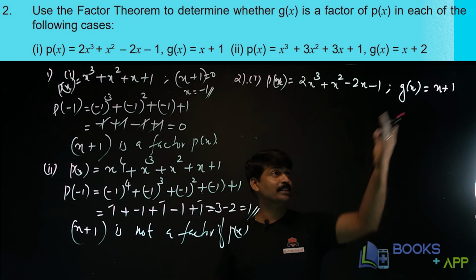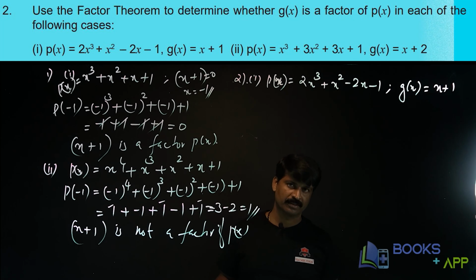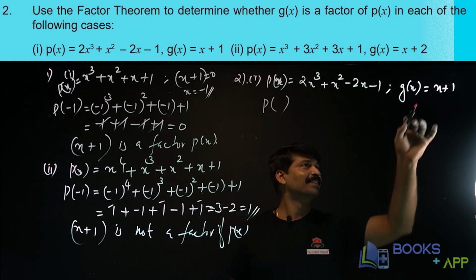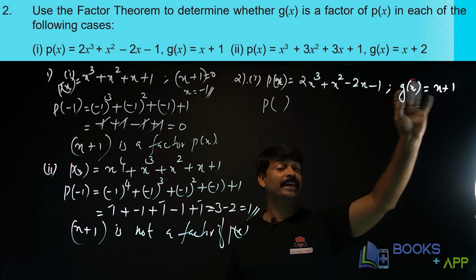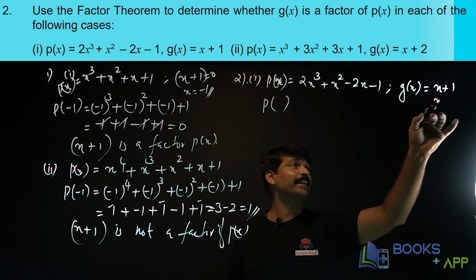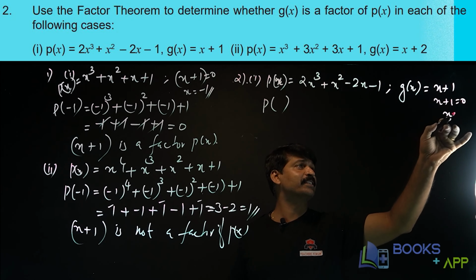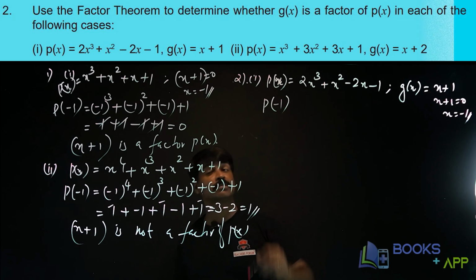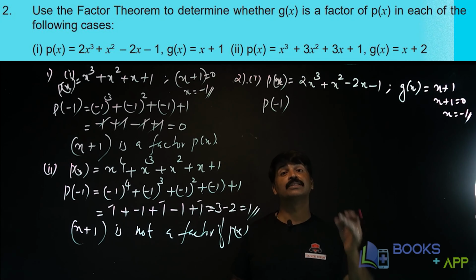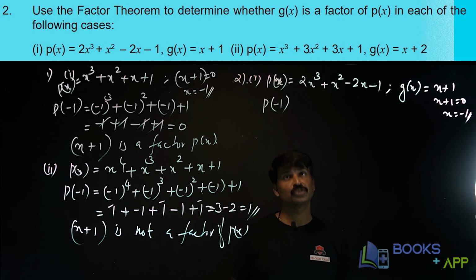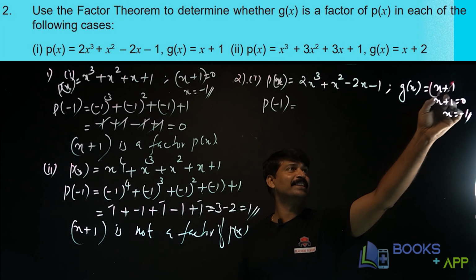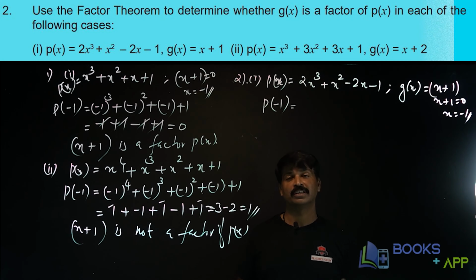How can you find whether it is a factor of this? Find the remainder. If the remainder is 0, that will be a factor. So we are going to find the remainder. How can you find the remainder? You are dividing this polynomial by x plus 1. So, you have to equate x plus 1 is equal to 0, x is equal to minus 1. So, if you substitute here or if you find what is p of minus 1, that will give you the remainder. If the remainder is 0, x plus 1 is a factor. If it is not 0, it is not a factor.